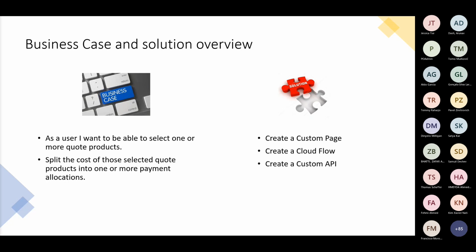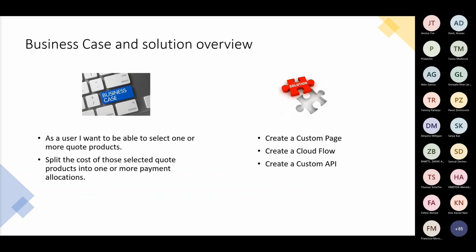Now, let's talk about the technical part of this requirement. So how can I achieve this? In general, the user should be able to select one or more quote products and specify some data to the selected records and then apply some logic, right?